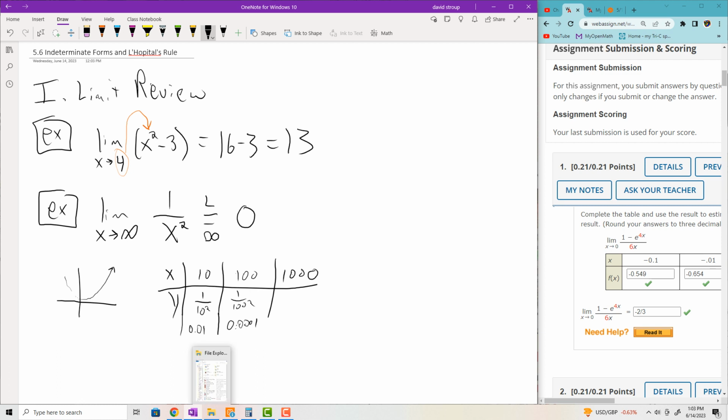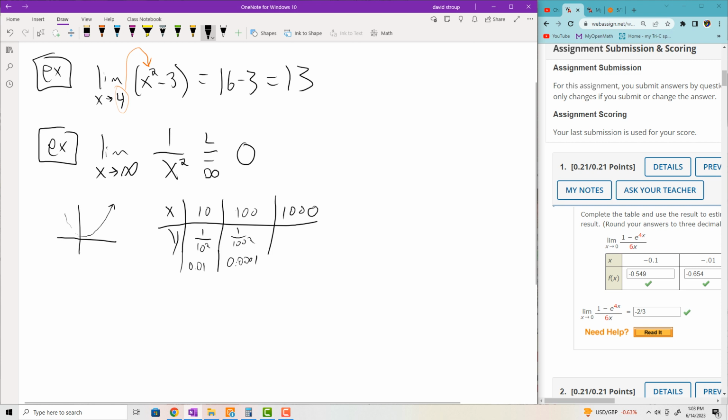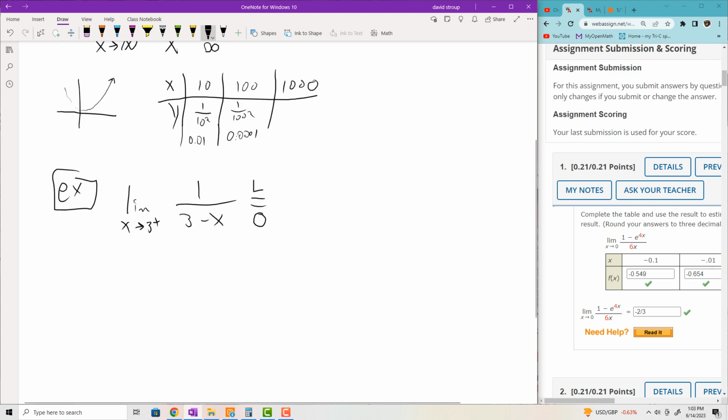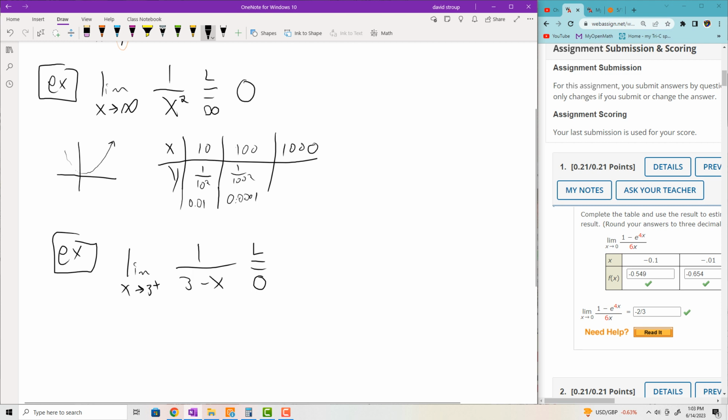So that was one of the first forms we saw. Another form we see is the L over 0 forms. So this is a limit as we approach 3 from the right of 1 all over 3 minus x. In the numerator, we just have some number, and in the denominator, it's like we're dividing by 0. So in these cases, it'll either go to positive infinity or negative infinity, depending on the approach.